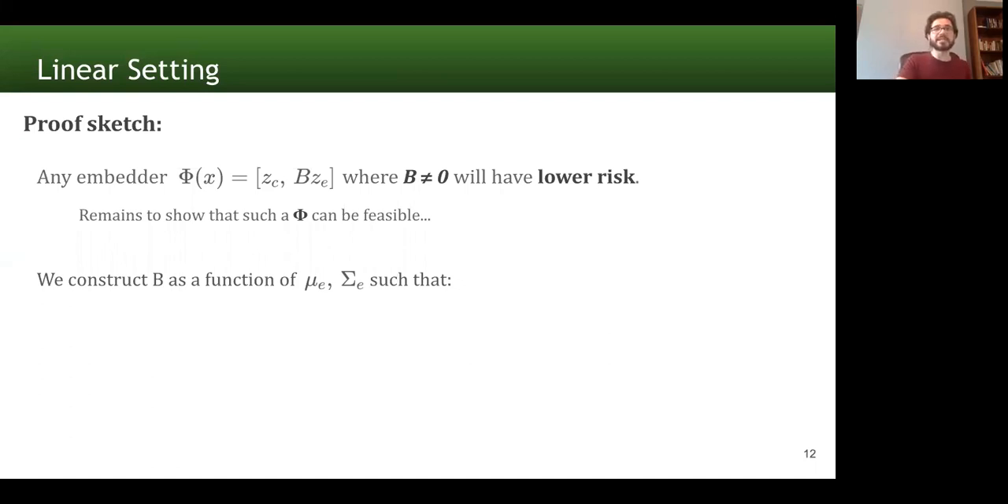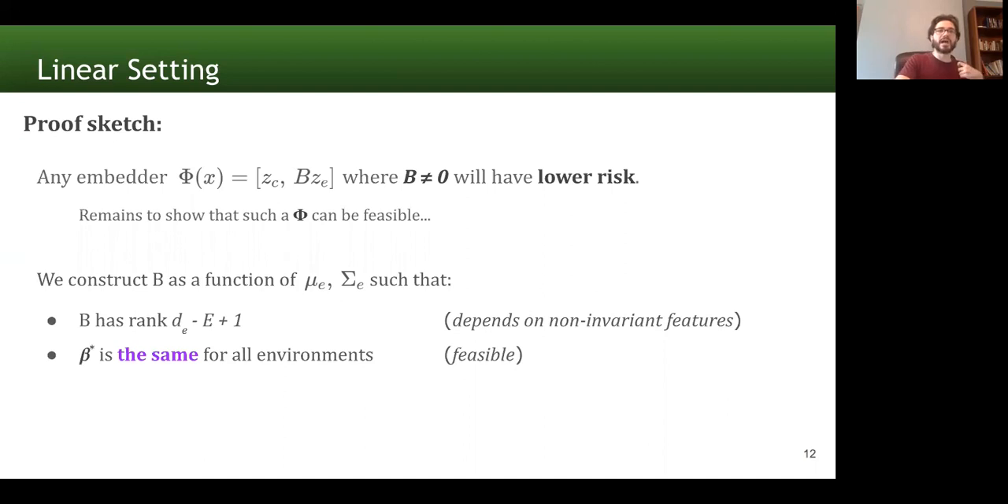So we explicitly construct this matrix as a function of the environmental parameters such that it has rank greater than 0, so long as the stated condition holds. What this means is that our predictor will depend on non-invariant features. As a result, it'll have lower risk, but it won't be minimax. And simultaneously, this beta star that we've solved for in closed form is going to be simultaneously optimal for all environments, and therefore it satisfies the IRM constraint. So this is the failure case of IRM.